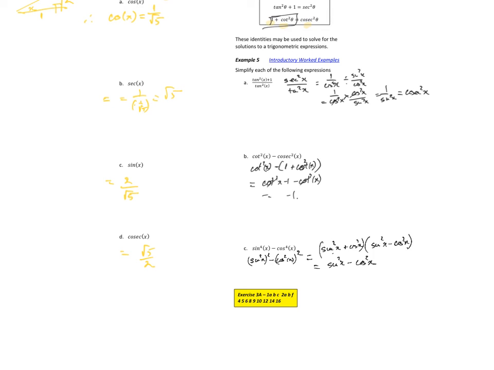Now, if we remember our double angle, that's pretty close to one of them. But if we're not completely sure, let's change it: cos squared x is the same as 1 minus sine squared x. So sine squared x minus 1 plus sine squared x, which is equal to 2 sine squared x minus 1, which is equal to cos 2x.